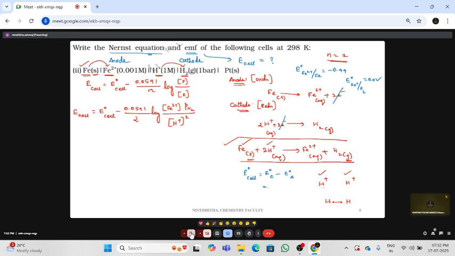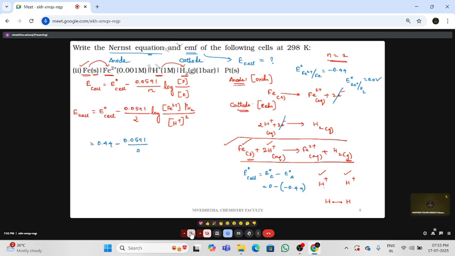Which is the cathode? Sorry, ma'am, plus 0.44. The electrode potential of the cathode is 0 because the cathode is hydrogen. Reduction potential of hydrogen is 0 minus the reduction potential of the anode, which is minus 0.44. So E naught cell is plus 0.44. That's it.